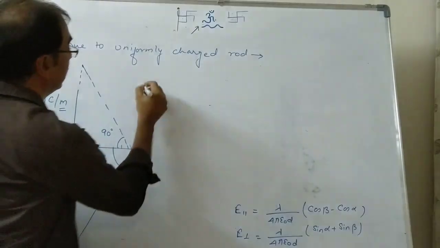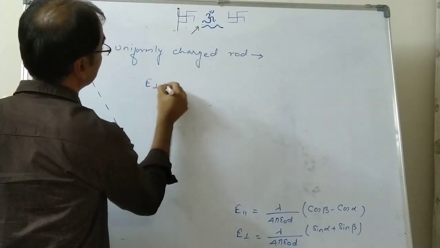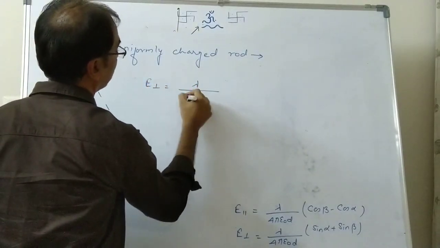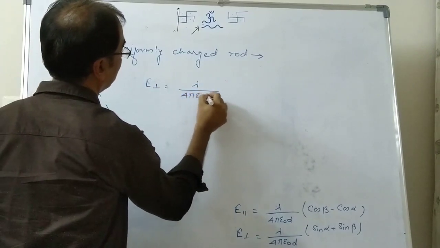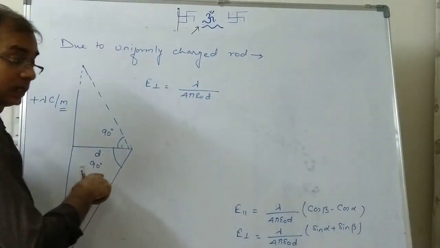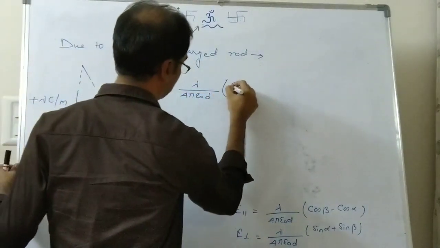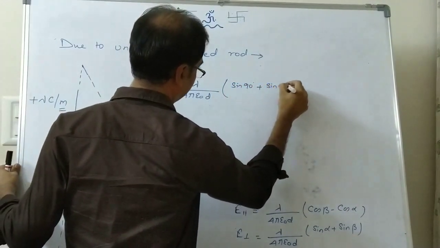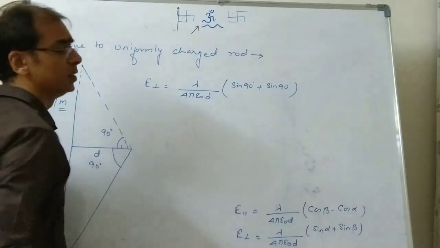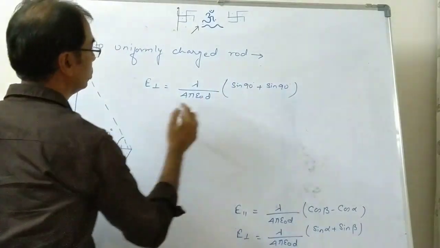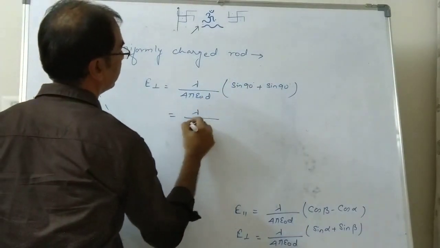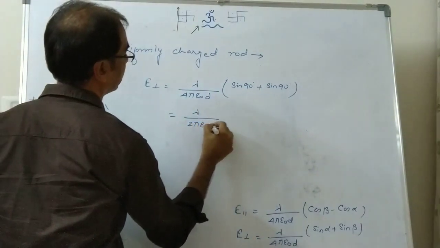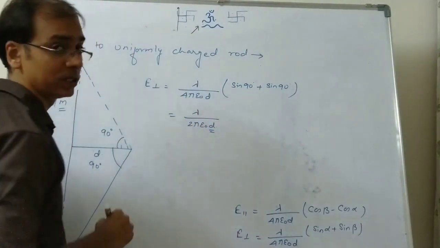So, if you say E perpendicular, what is it? Lambda by 4 pi epsilon naught d, sin alpha plus sin beta. Alpha is 90, so sin 90 here plus sin 90 here. That means sin 90 is 1, so 1 plus 1, 2. So what are we getting? Lambda by 2 pi epsilon naught d. Now the question is, which direction?